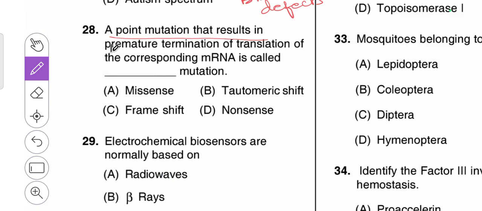Next, 28th question. A point mutation that results in the premature termination of translation of the corresponding mRNA is called as dash mutation. So that is nonsense mutation. Here the point mutation means a sudden change in a single nucleotide base pair, that will be called a point mutation. So D is the right answer.